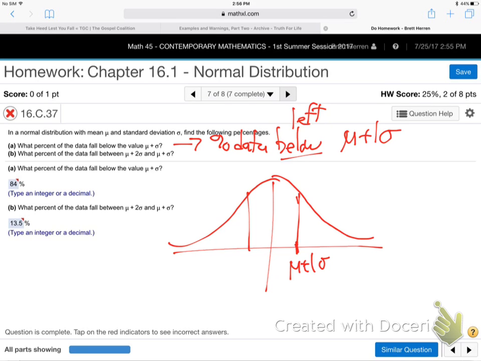What percent is all of this? That's what they're asking in part A. If you're at mu plus 1 sigma, you're at the middle, 1 jump to the right of the middle. You're right here. What percent is below, is left of you? Well, remember what the percentages always are? Yeah, it's 34%, and then all the rest of them, but I don't need the other ones, right?